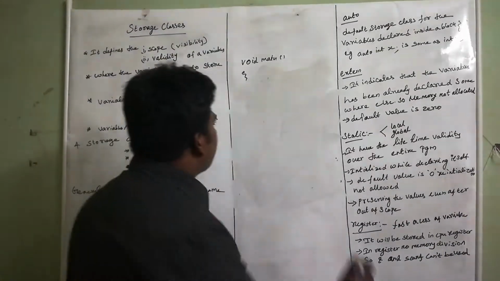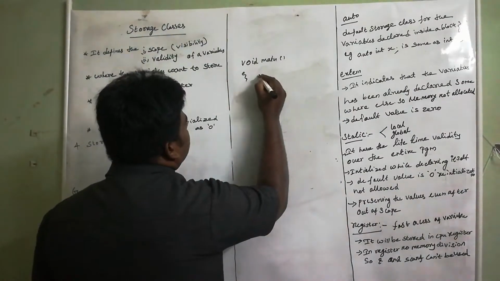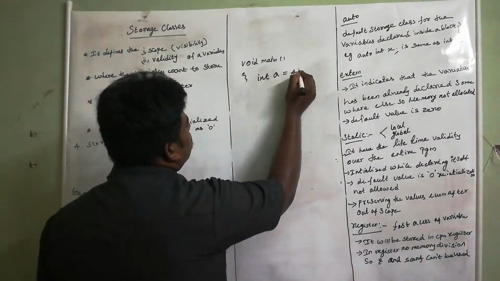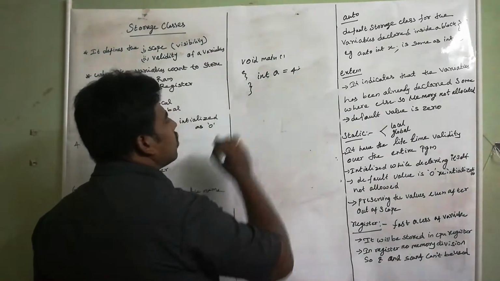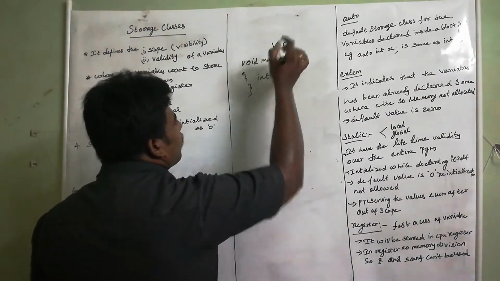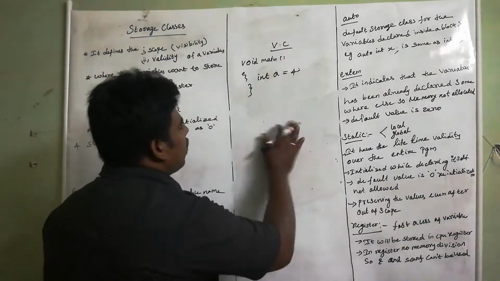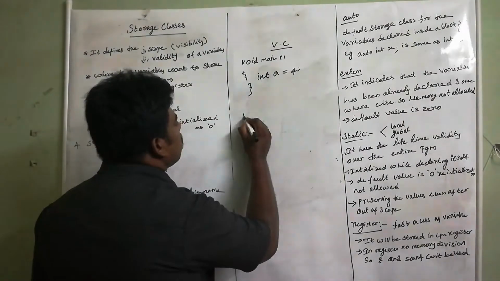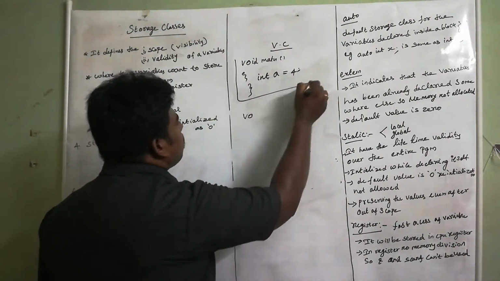See this example. In this program I declared int a equal to 4. Okay, one program. For example, the program name is v.c. Now again I am going to write another program. Void main. This is one program.